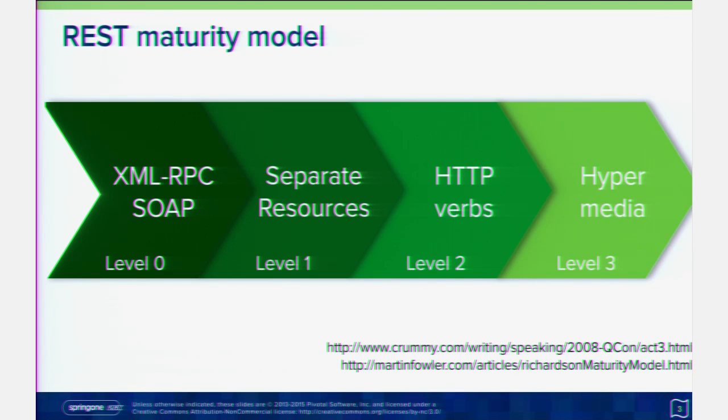So rather than talking to a single resource, you've broken your API out into multiple resources, but you're still describing exactly what should happen in the body of the request. You're not making any use of all the different HTTP verbs, which would bump you up to level 2. So at level 2, you're using separate resources, so you have multiple URIs that you're talking to, but you're using HTTP verbs to describe what should happen when you send a request to a particular resource, to a particular URI.